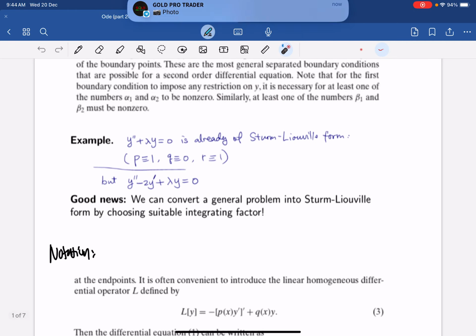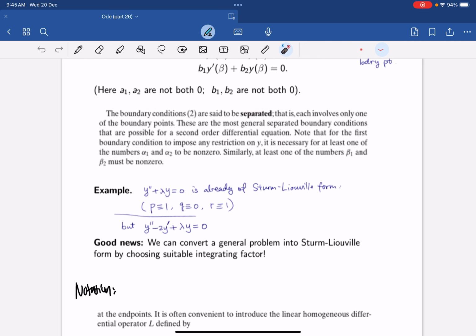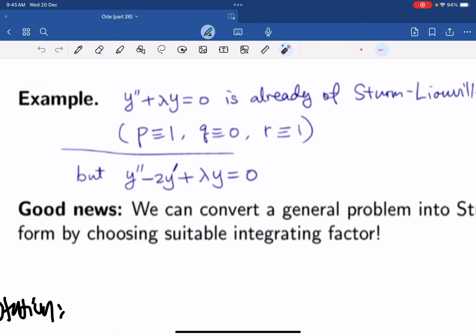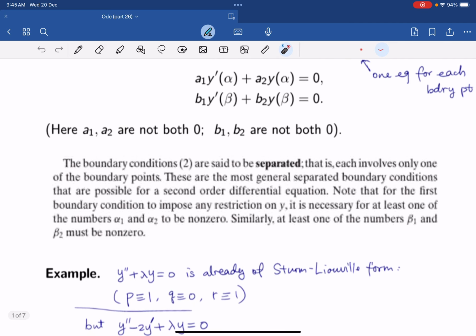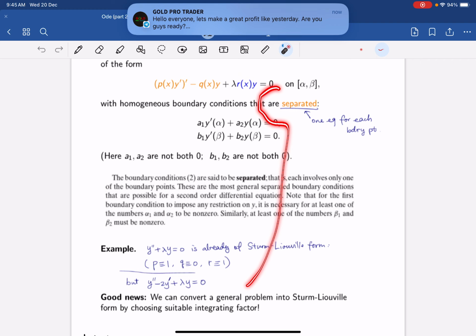In this case, the previous time we saw that the eigenvalue problem, the basic one, which is y double prime plus lambda y equals to 0, is already in Sturm-Liouville form. Now, if we take this one over here, we can see that it is not in the form that we want, because we will be unable to write it in terms of this.